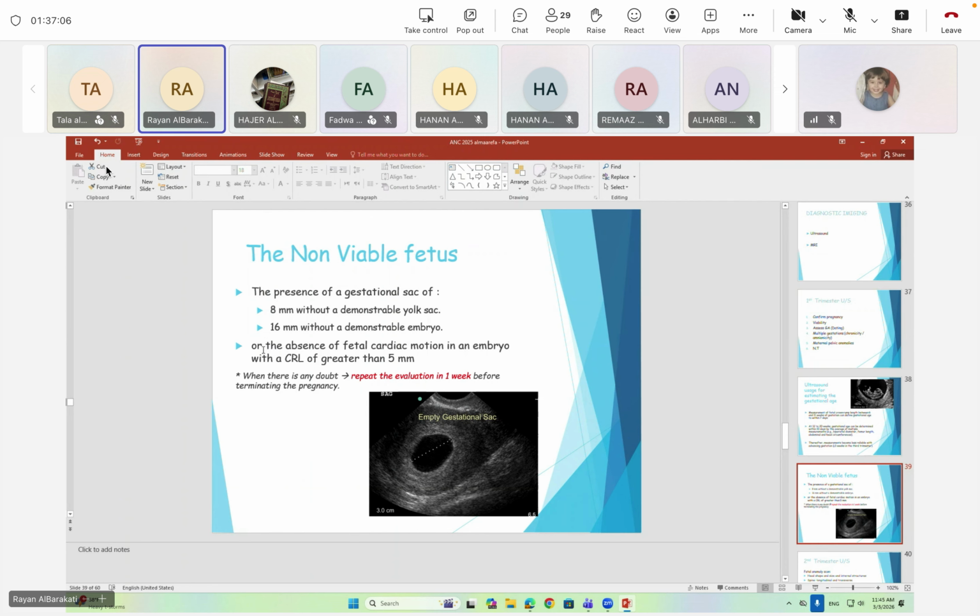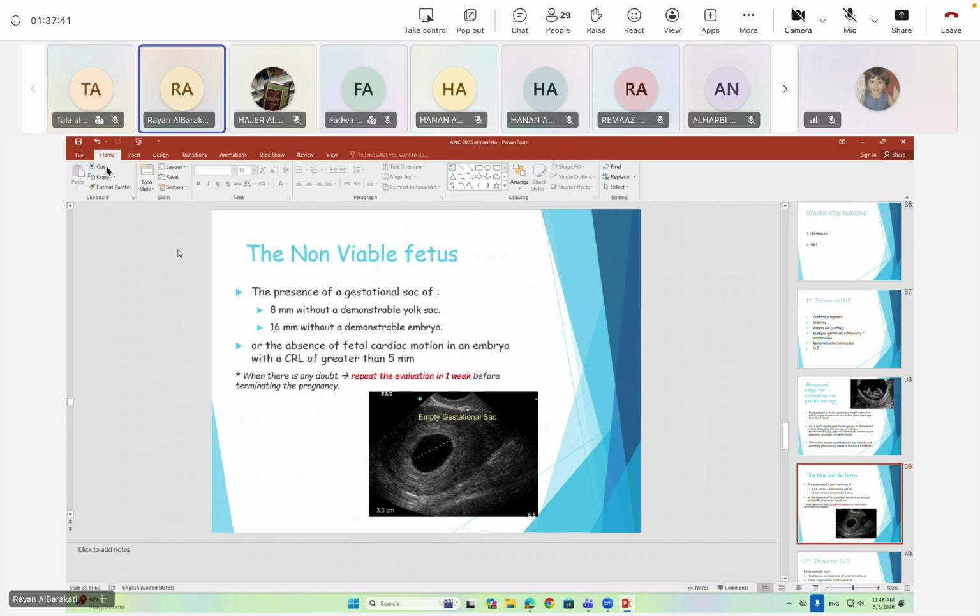The third case is when you have an absent fetal cardiac motion in an embryo with a crown rump length of greater than 5 millimeters. However, in any of these cases, whenever you don't find or you are doubting the viability, you have to confirm. Don't announce right away and take an action, because odds are always there in medicine. So you can repeat the evaluation in 1 week, or you can do a serial beta hCG.